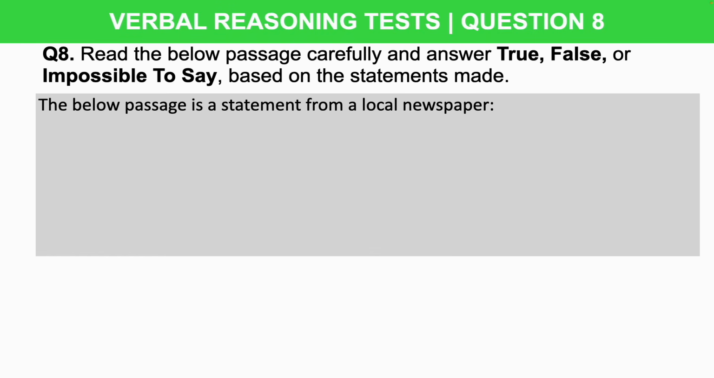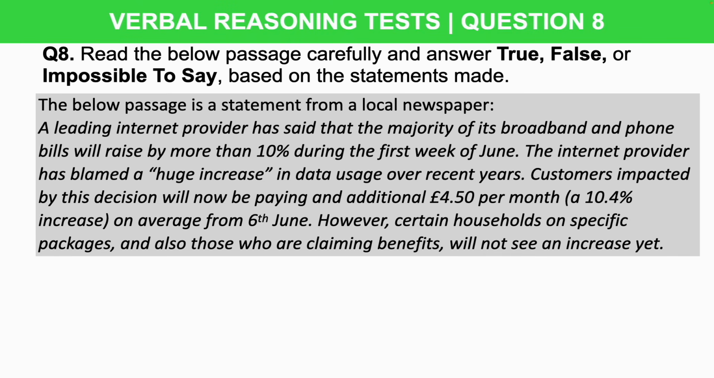The below passage is a statement from a local newspaper. A leading internet provider has said that the majority of its broadband and phone bills will rise by more than 10% during the first week of June. The internet provider has blamed a huge increase in data usage over recent years. Customers impacted by this decision will now be paying an additional £4.50 per month, which is a 10.4% increase on average from the 6th of June. However, certain households on specific packages and also those who are claiming benefits will not see an increase yet.